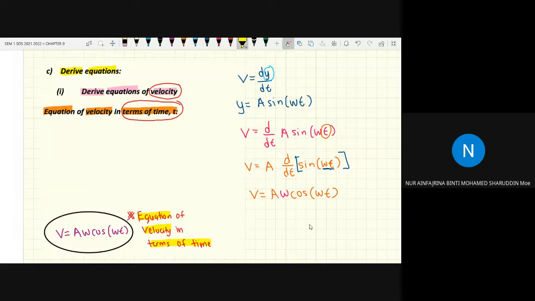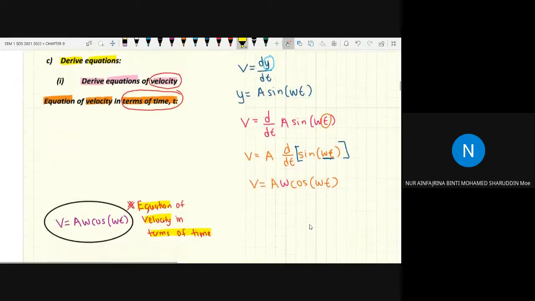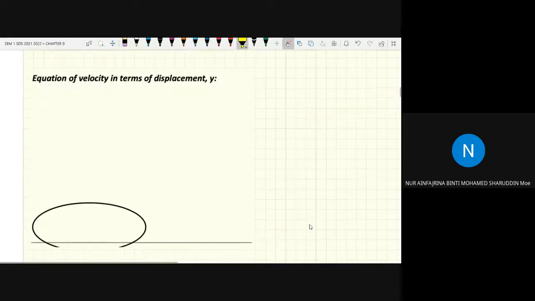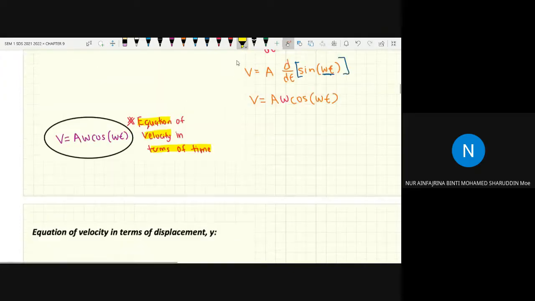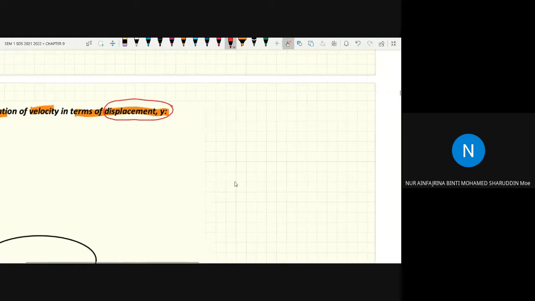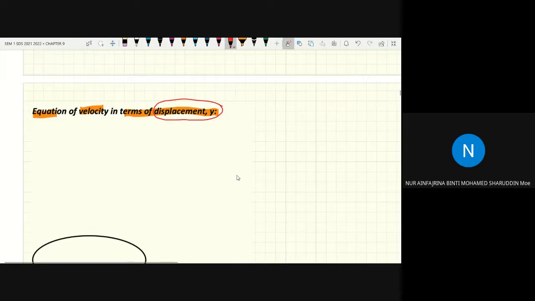Okay, let's proceed. Just now we derived the equation of velocity in terms of time. Now, same, we are going to derive the equation of velocity, but in terms of what? In terms of displacement. Just now it was time, now it is displacement. Circle the word displacement. This one, Miss wants you to focus on how I'm going to do it. Don't copy, just focus first.